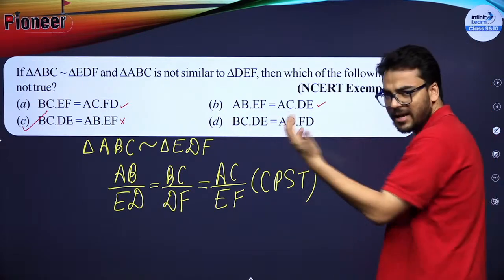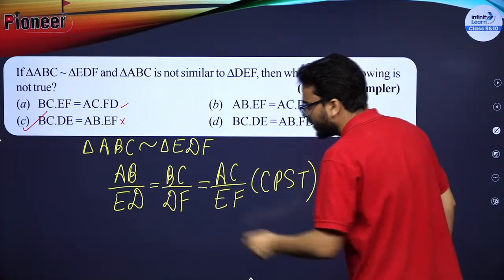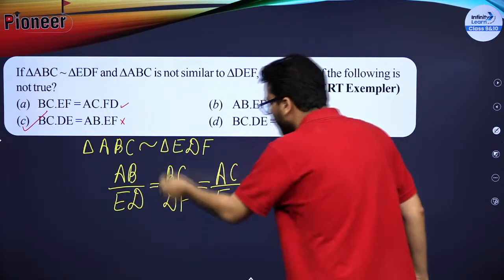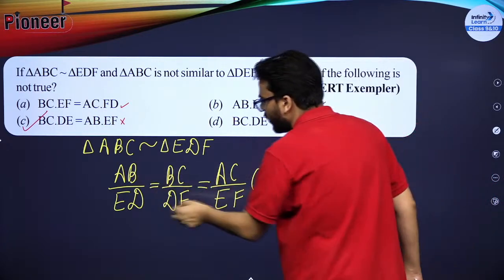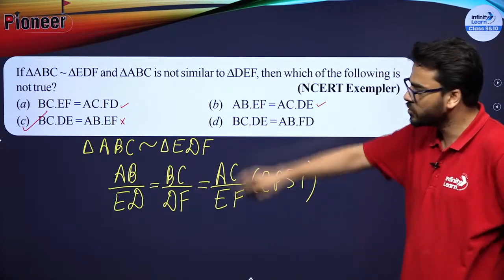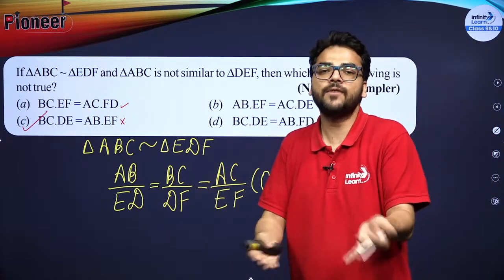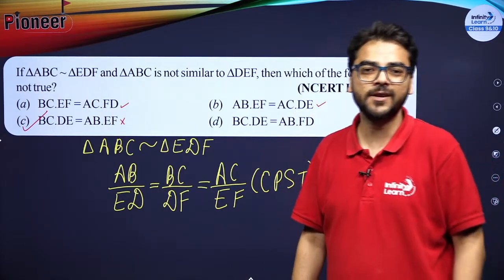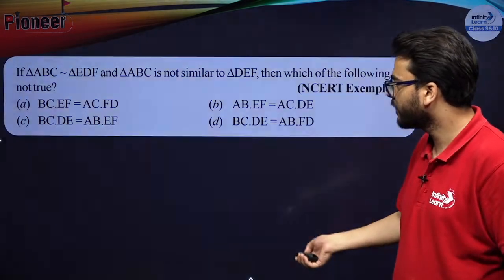Now let's verify the last option as well, although it is not being asked in the question. BC into DE. If I cross multiply BC into DE, that will be AB into DF. You see AB into FD or DF, it is same only. So option D is also correct. We have to choose the wrong option. So therefore option C is wrong and that will be the chosen option according to the question. I hope this is clear to every student in this session. Let's move on to the next question, guys.